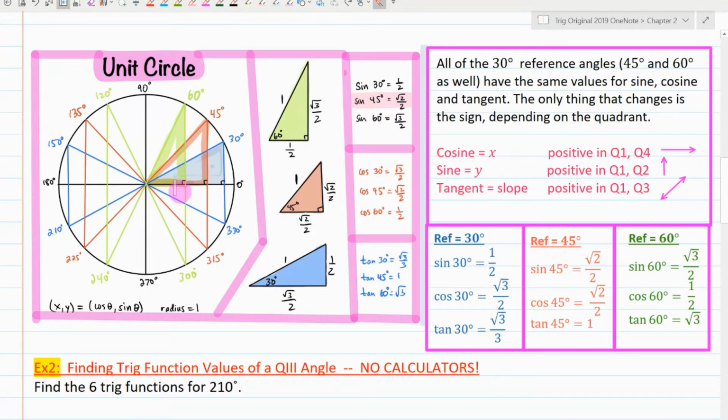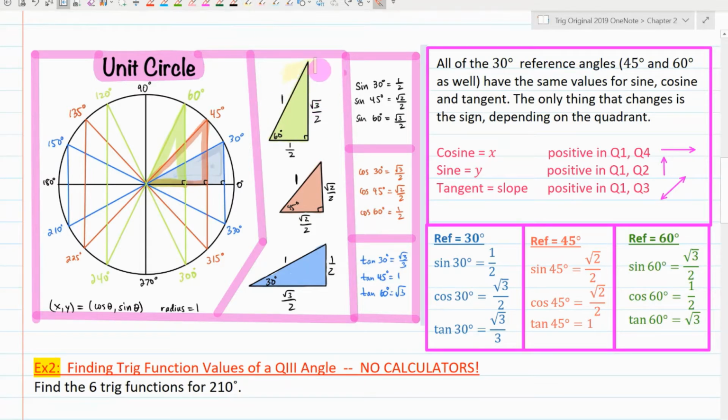Since cosine goes with the x, cosine's positive on this side of the circle. And since sine goes with the y value, sine is positive up here because you're going up. Just remember that part. And then tangent is the slope. Since tangent is the slope, it's positive in quadrant 3 and quadrant 1 because it slopes upward in those 2 quadrants. And again, this is an introduction to all of this stuff.